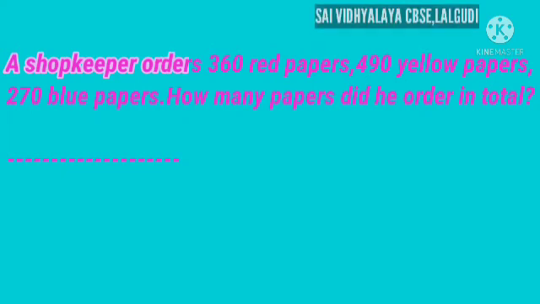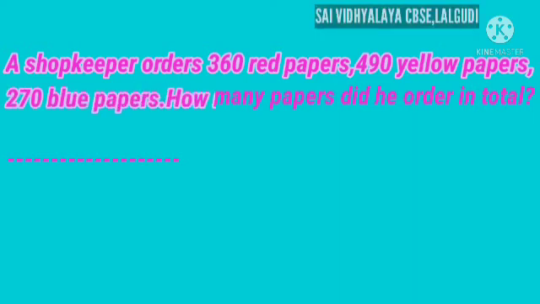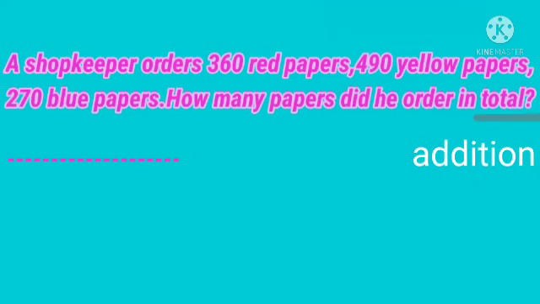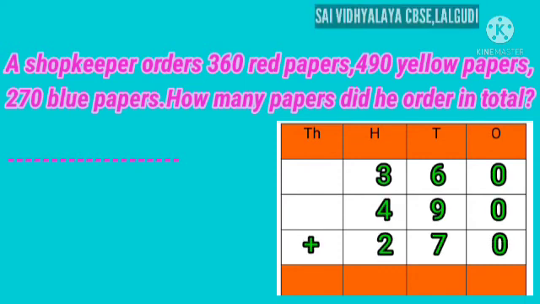A shopkeeper orders 360 red papers, 490 yellow papers and 270 blue papers. How many papers did he order in total? Total is the keyword of addition. Now we will see how to add this. Add 360 red papers, 490 yellow papers and 270 blue papers. 360 plus 490 plus 270. Write the numbers in column. Put plus symbol. Now start adding the numbers from ones place.